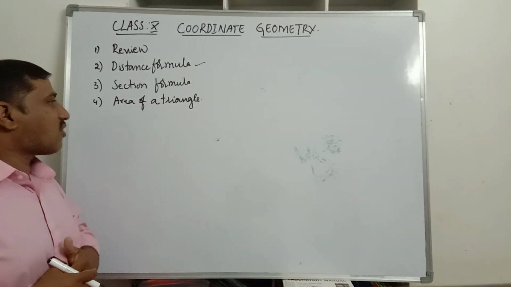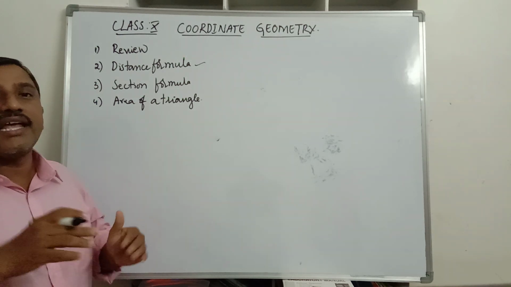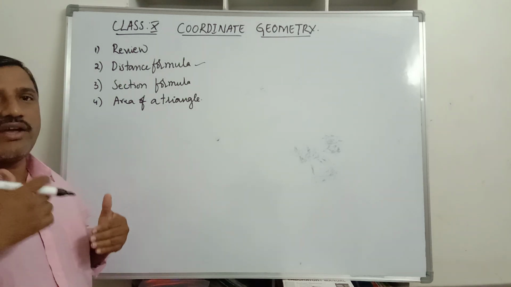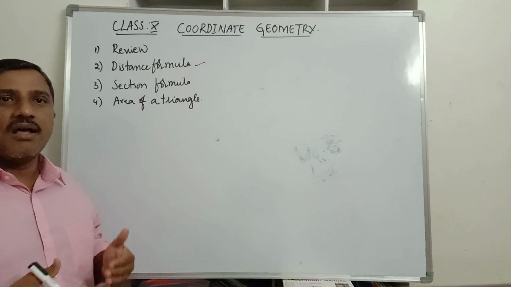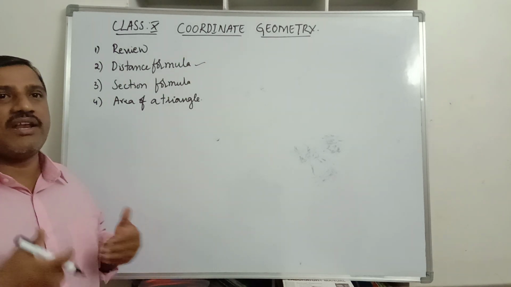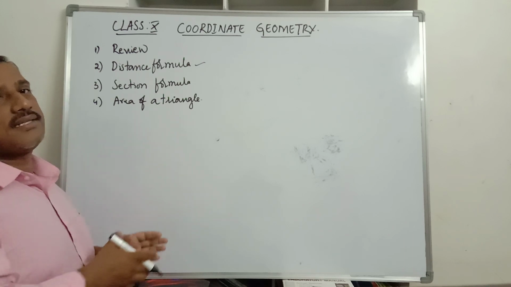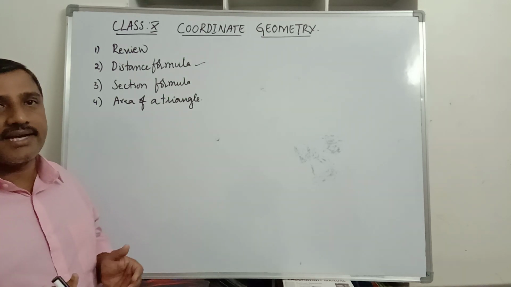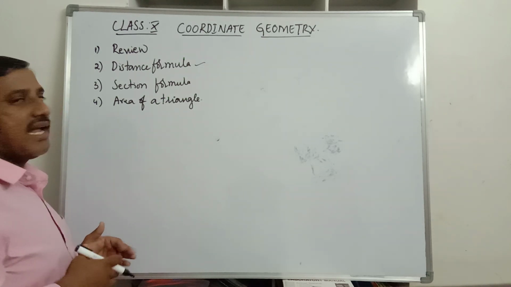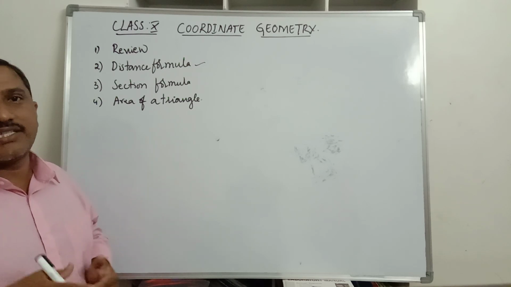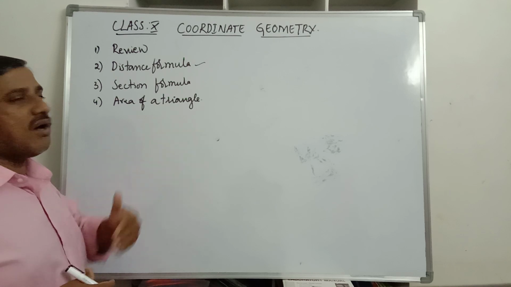The third topic is the area of a triangle. We are familiar with this. In class 9 we studied Heron's formula, used when we know the three sides of a triangle. In lower classes we also studied how to find the area when we know the base and height: half into base into height.